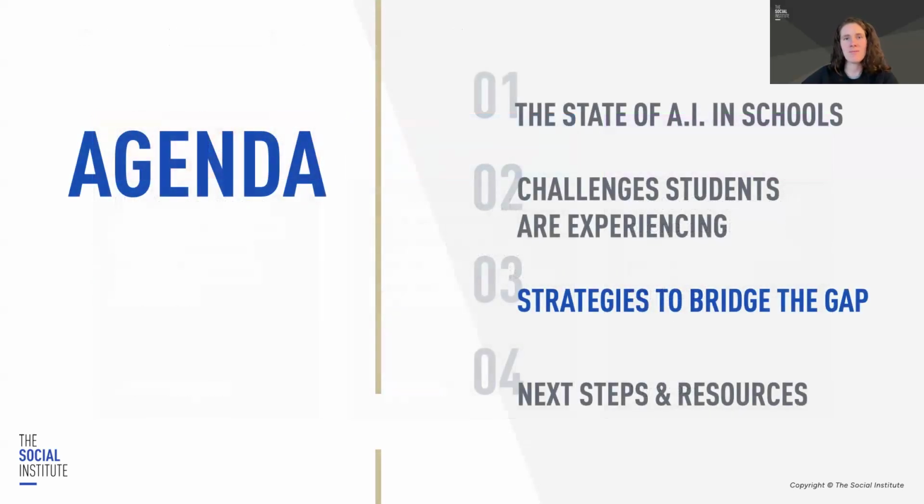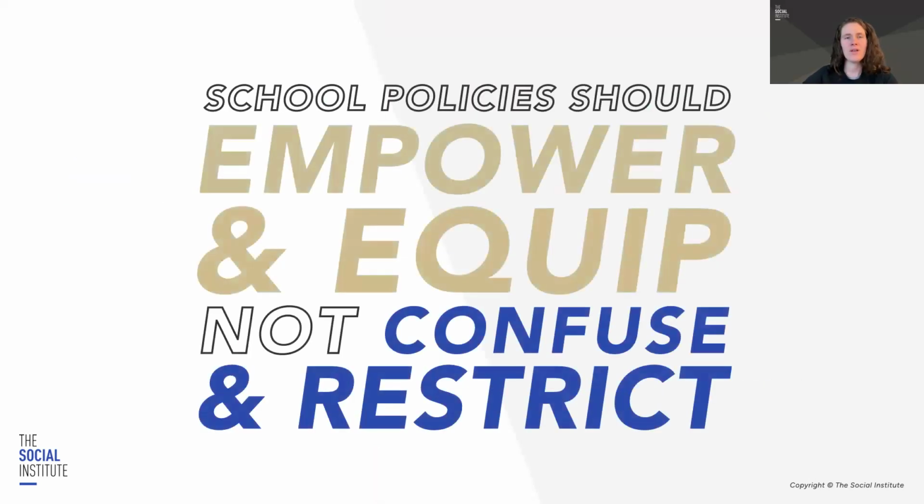So as we think about this, what are the strategies now, right? We know what we're doing as educators. We know our students are feeling confused. How do we bridge the gap? And so here, we want to kick this off by setting the intention that school policies should empower and equip, not confuse and restrict. And so this calls right back to our approach that we talked about at the beginning of empowering students and equipping them to make good choices here.